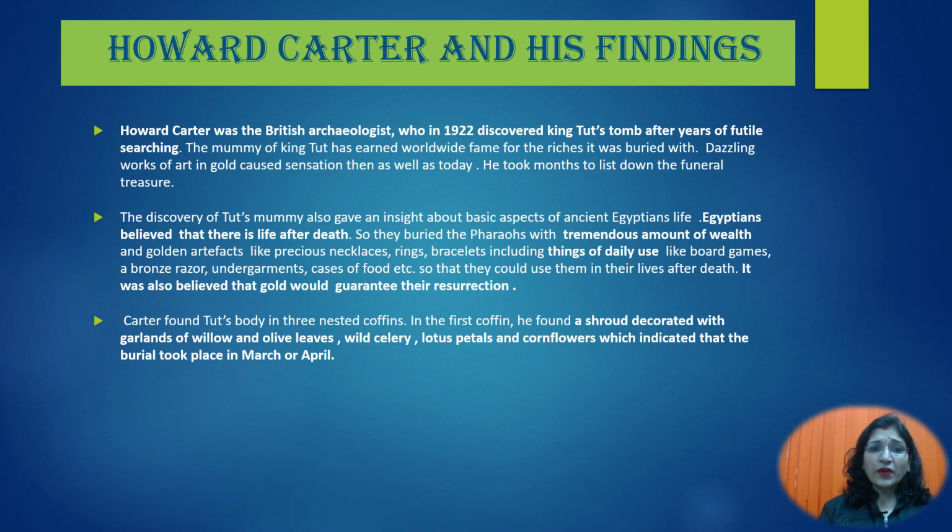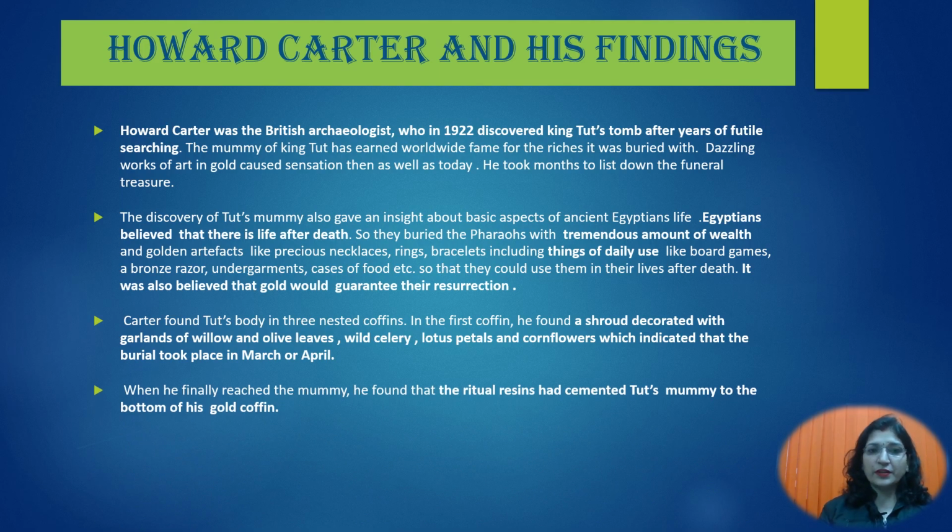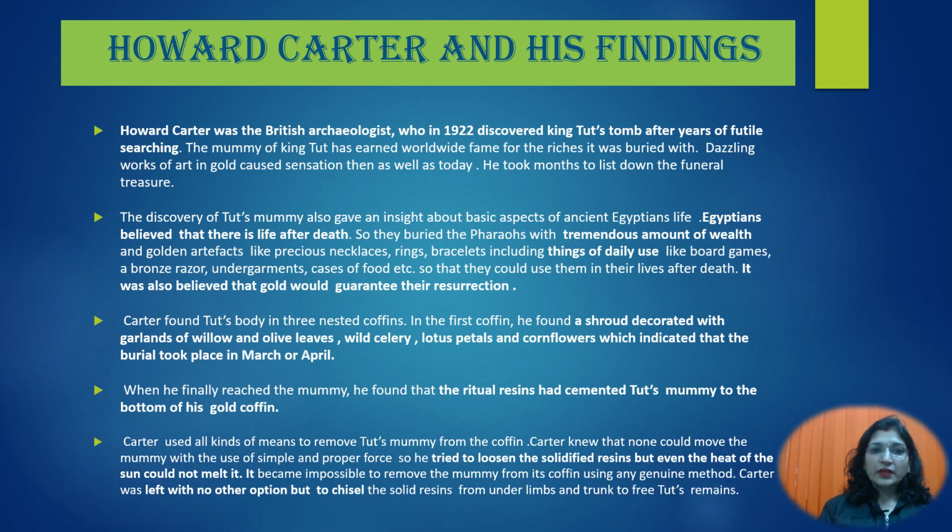Now, Carter found Tut's body in three nested coffins. In the first coffin, he found a shroud decorated with garlands of willow and olive leaves, wild celery, lotus petals, and cornflowers, all indicating that the burial took place somewhere in March or April. Now, when he finally reached the mummy, he found that the ritual resins had cemented Tut's mummy to the bottom of his gold coffin. Carter used all kinds of means to remove King Tut's body from the coffin.